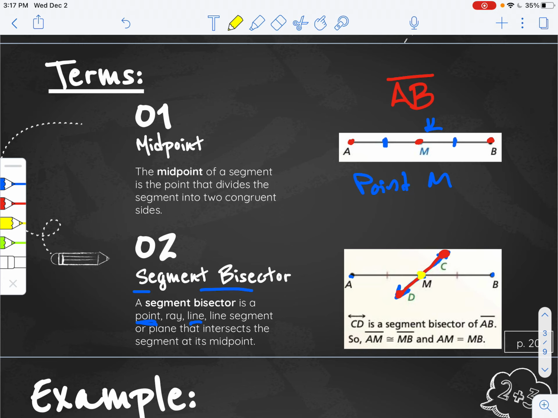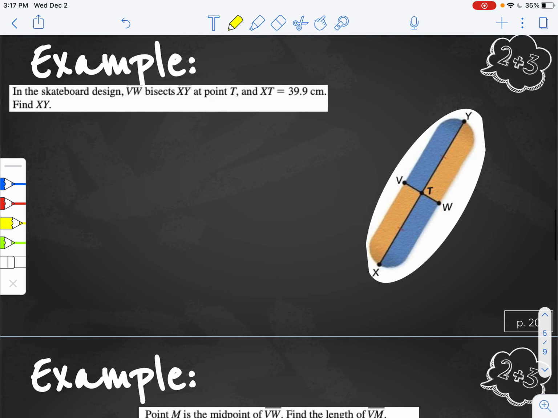Well, the ray probably wouldn't look like that. The ray would probably have an endpoint here and go like that. We could be talking about a ray. We could be talking about a plane. I'm not going to draw that. But all those things would be a segment bisector. So if we think about it, the midpoint is inside a segment bisector, under the kind of umbrella of a segment bisector.